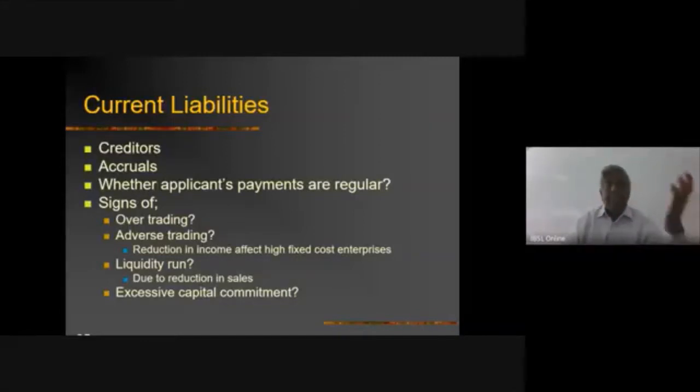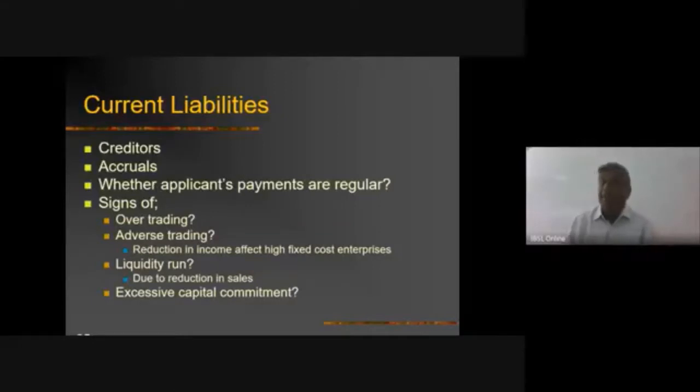And then excessive capital commitment. So these are things to check during the inspection. You have to talk to them and go through their books and find out whether any of these cases exist. There may be cheque returns, or they may not have cash to purchase stock, raw material or trading stock. They have to make cash payment because the supplier is not giving credit unless they pay cash. So these are the problems found during inspection. With the discussion, you can find out.